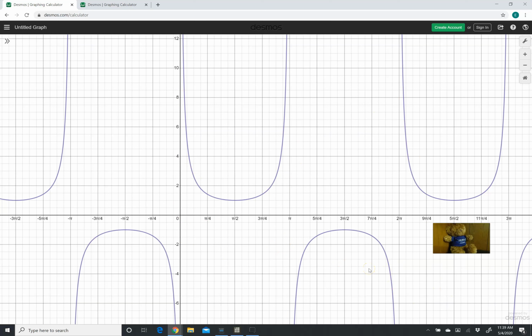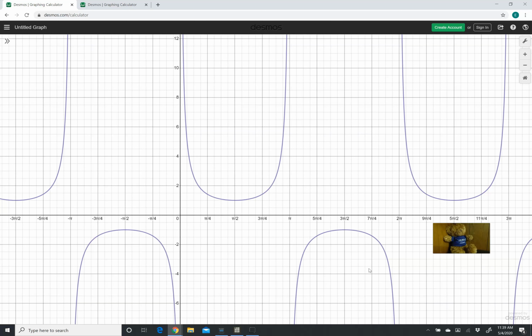Why do we have asymptotes? Well, cosecant is the reciprocal of sine, right? It's 1 over sine. And once again, we know from our reciprocal functions that when the denominator is 0, it's undefined, which means we have asymptotes, okay? So that's one thing that we know.